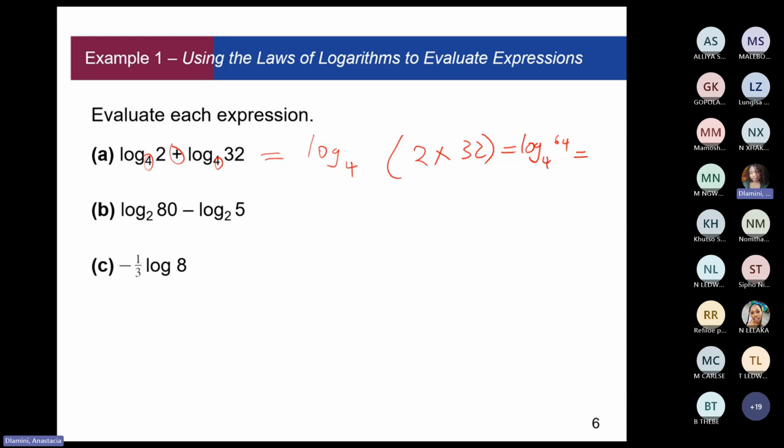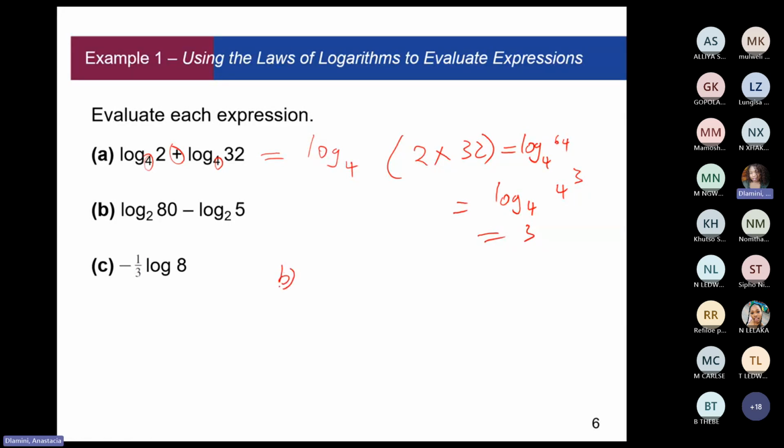Remember the law that says if you have log of A to the power of x base a, then this is just equal to x, meaning that you can simplify the 64 to log of 4 to the power of 3. So this would just be equal to 3. Are we all together there, guys?